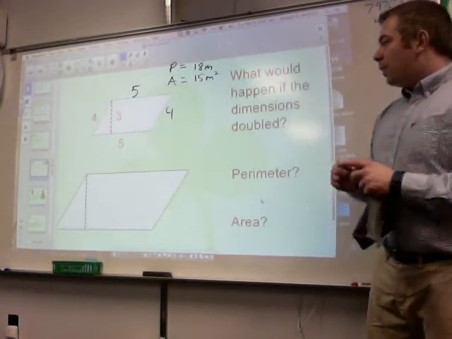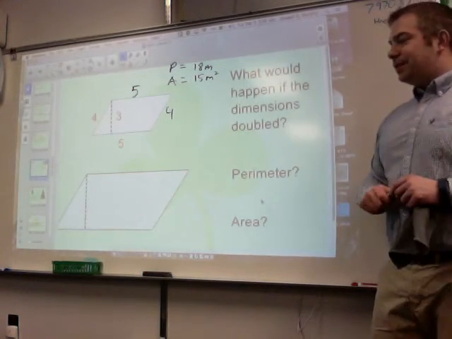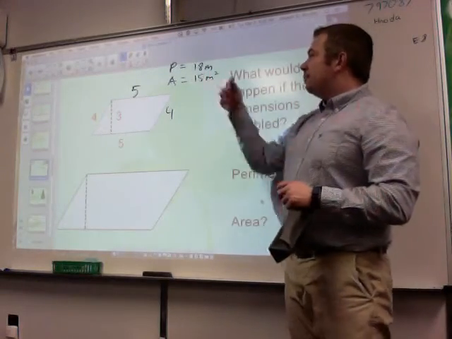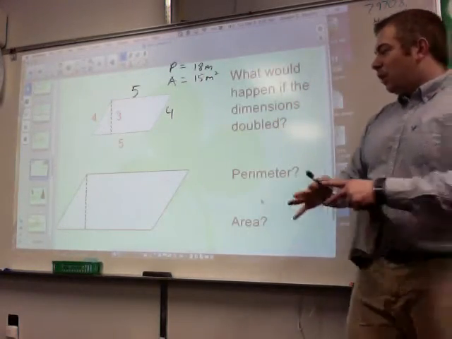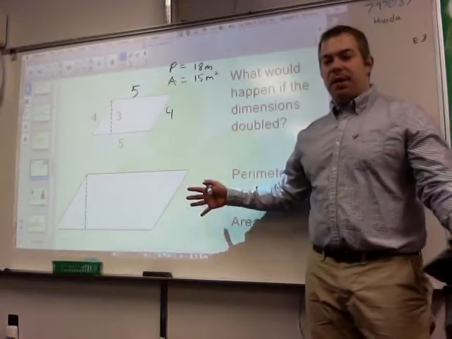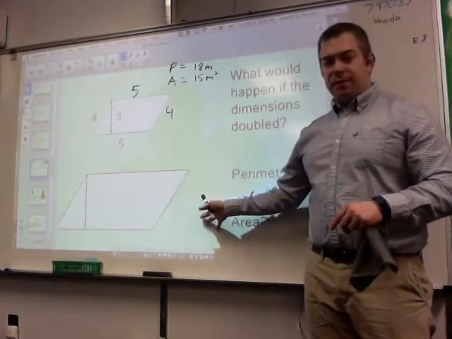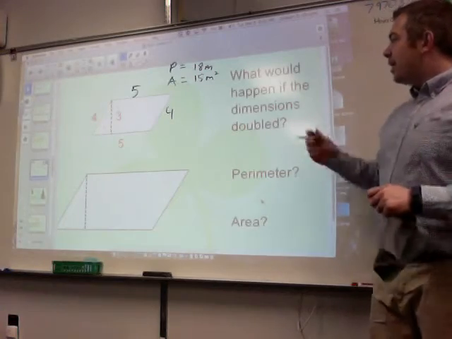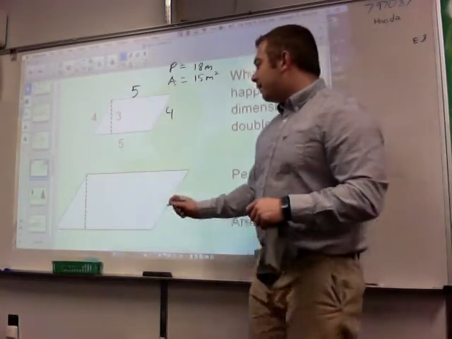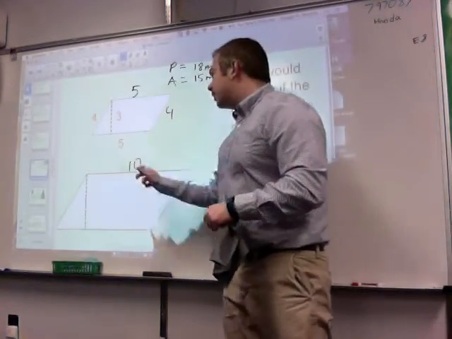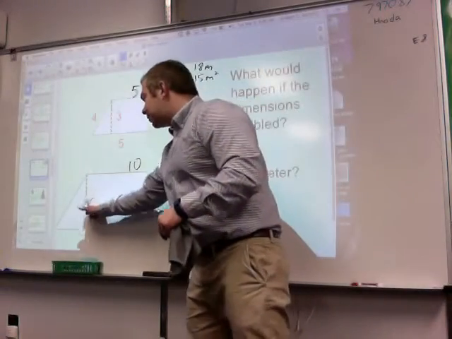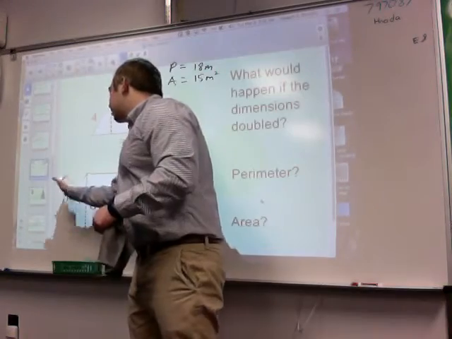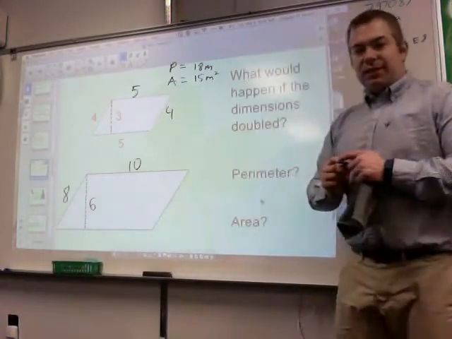Now, what would happen if I were to double these dimensions? So I'm not going to just necessarily double my perimeter and area. No, because the whole shape is changing, becoming bigger. It's going to be congruent, all right, but the sizes aren't going to be equal anymore. So if I were to double the dimensions, I'd have 10 for a base, I would have 6 for a height, and I would have 8 for my sides.